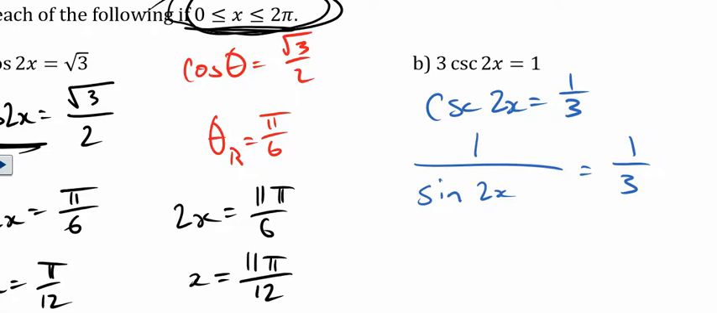So somebody help me out. What could I do now? What would help me understand this question better? So I can flip both sides of an equation at any point in time, right? If I have an x on bottom and I want it on top, I can just flip both sides. So sine of 2x equals 3. And then what can we conclude about this? Not possible. Okay?